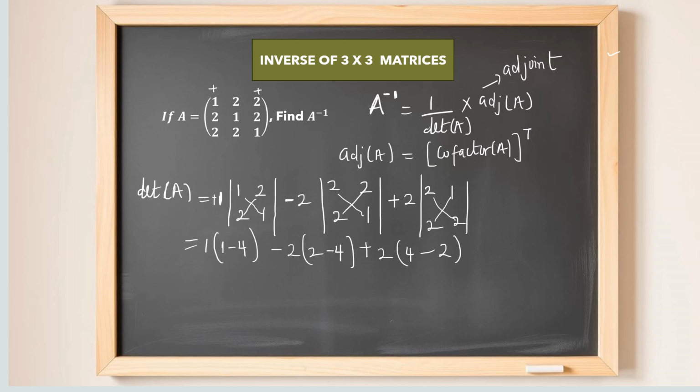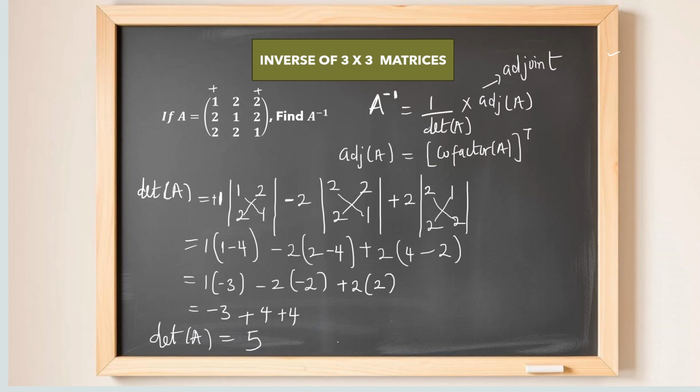Now here, we have 1 times -3, multiplying minus 2 times 2 minus 4 is minus 2, plus 2 times 4 minus 2 is 2. So here we have -3, minus times minus is positive 4, plus 4. So the determinant of A equals 5.